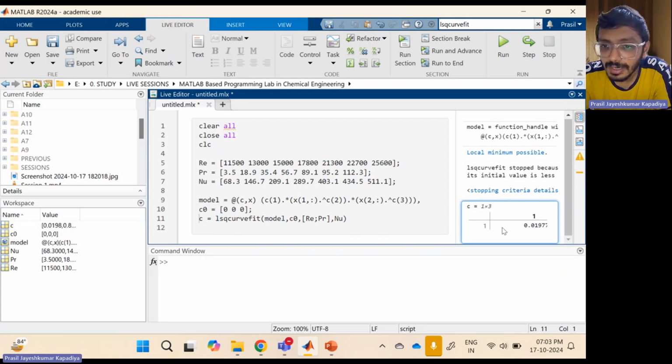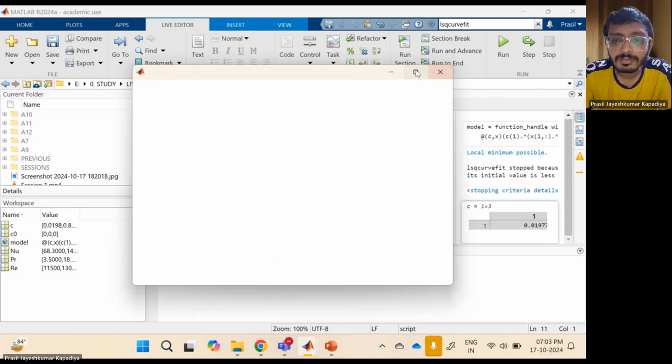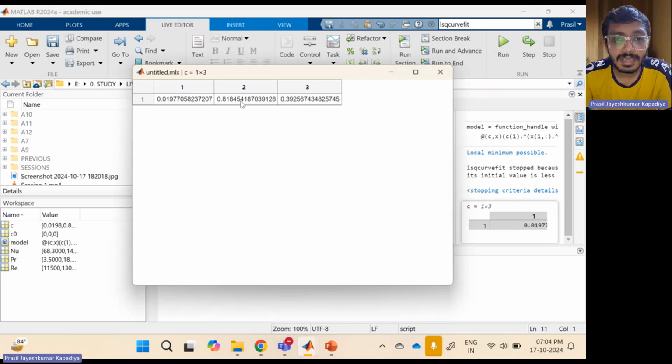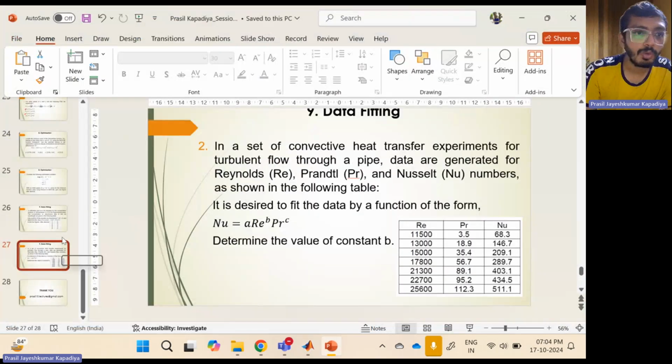So I am getting my coefficient as, wait, let me open it here. So see, this is A, B, and C. So we are asked to say the value of B. So that is 0.81. Okay, so this is all about curve fitting. So that's all for this.